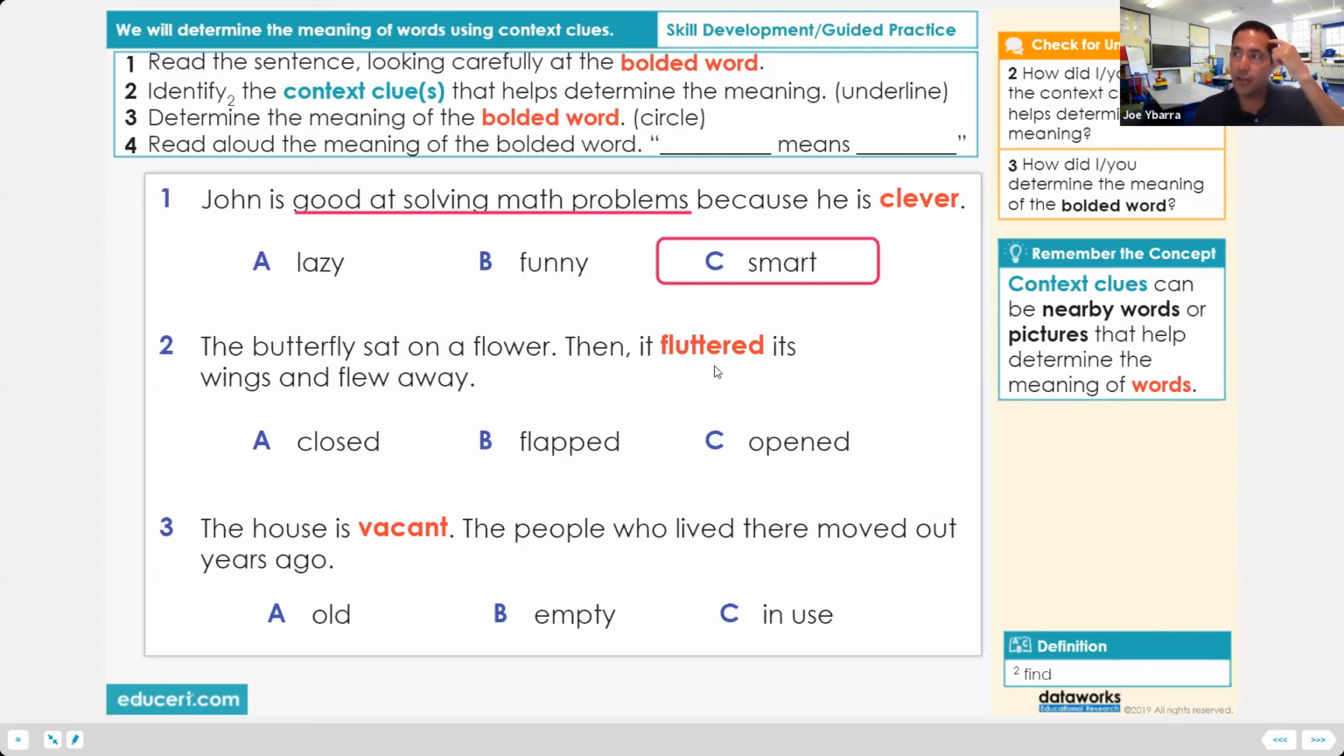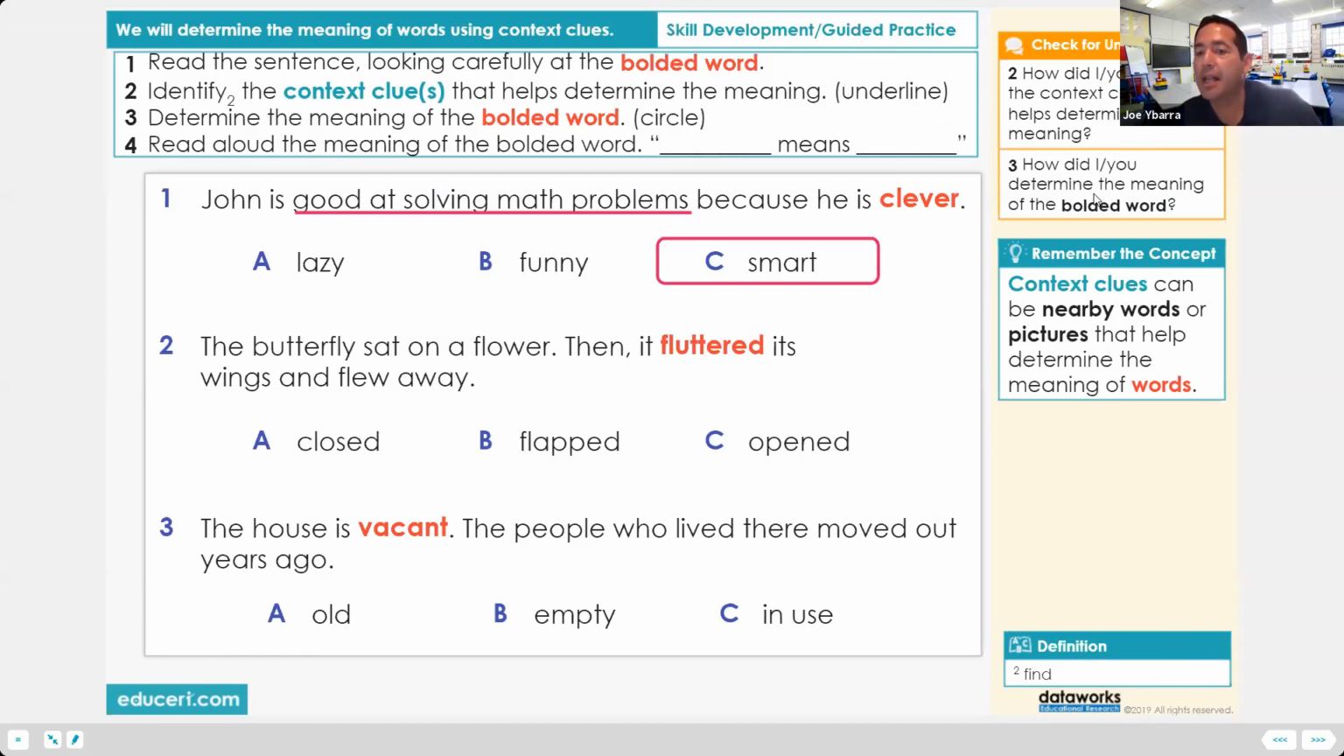I've done the teacher think aloud and modeling. The key to EDI is we ask our students to tell me, how did I solve it? How did I know the context clues good at solving math problems meant that clever is smart? I let them talk, think time, and then I let them answer. Remember, this is checking for understanding, that's why we have it right here.